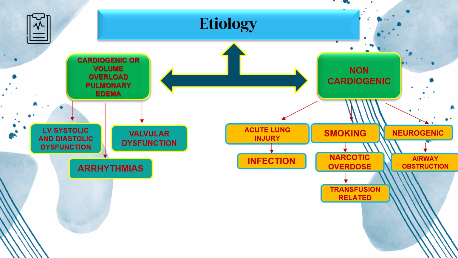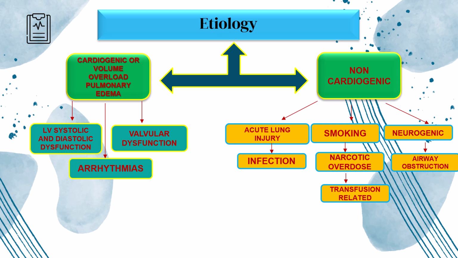So first is left ventricular systolic and diastolic dysfunction, in conditions like acute myocarditis, non-ischemic cardiomyopathy and acute MI. These conditions do not support the effective pumping function of your heart, and that leads to a difference in the capillary permeability and the hydrostatic pressure, and that leads to your pulmonary edema.